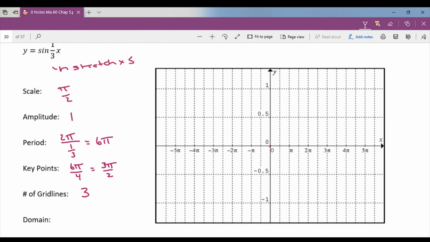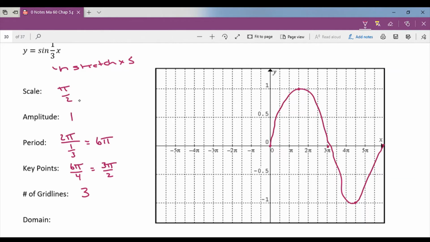It normally starts at 0, 0, and there's nothing to change that. So it's going to be horizontally stretched by 3. So every 3 grid lines, I'm going to go up to 1. So 1, 2, 3, I go up to 1. 1, 2, 3, back down to 0. 1, 2, 3, down to -1. 1, 2, 3, I go back up to 0. And so I'm getting one complete cycle between 0 and 6 pi.